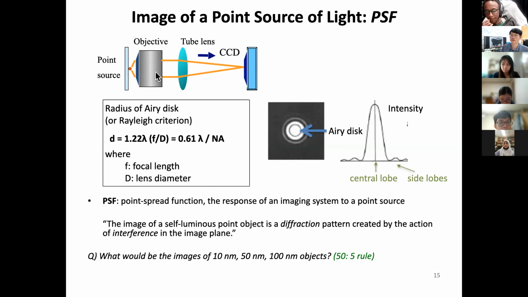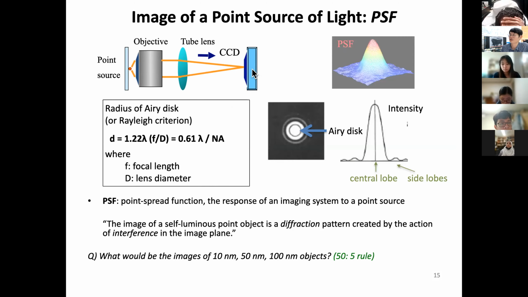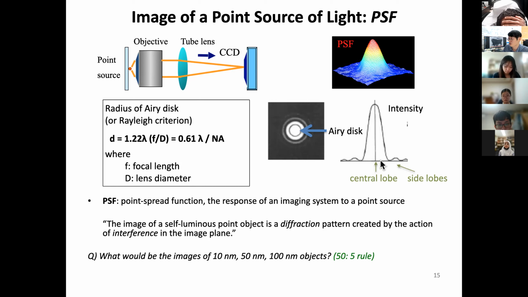Remember, you have the 4F system, tube lens, point source, CCD. In fact, when I was like you graduate students, I just took pictures. This is the image on my CCD. It is broadened, and it actually looks like an Airy disk. Half of this is in fact 0.61 lambda over NA. This is now defined as the Rayleigh criterion. This is the radius of the Airy disk, from the central lobe to the first zero side lobe, and we define that as the Rayleigh resolution, the point spread function.